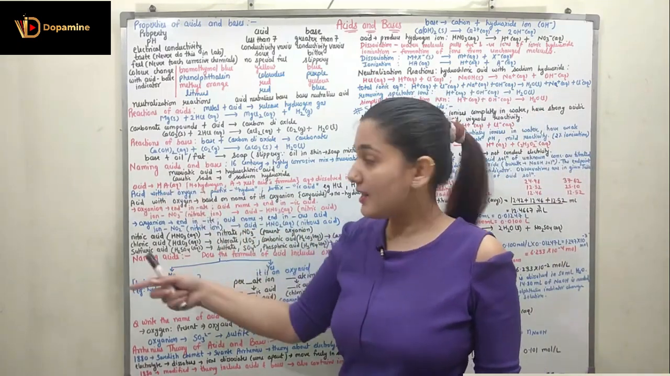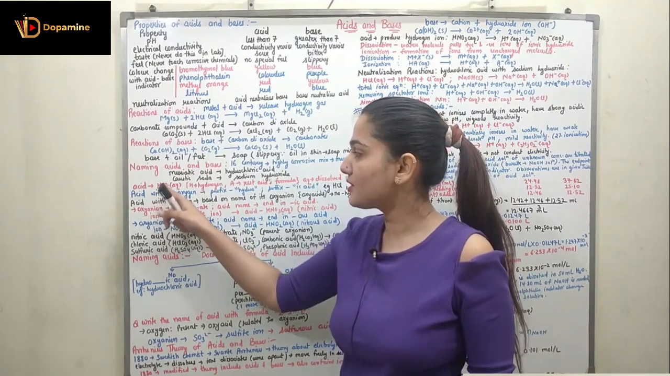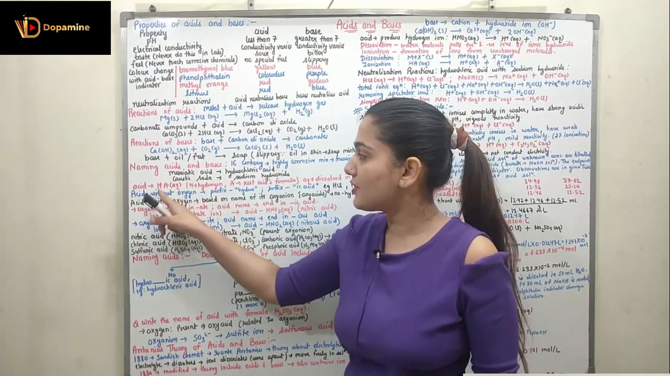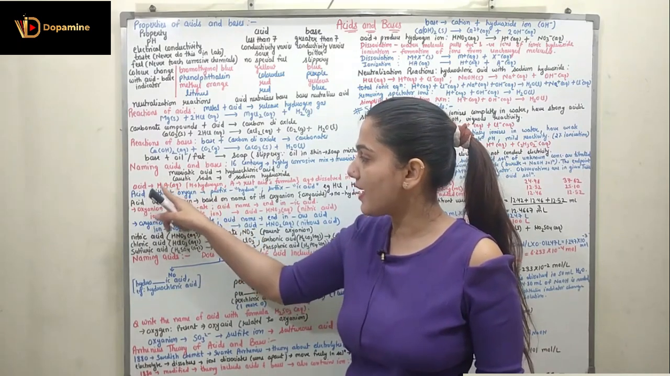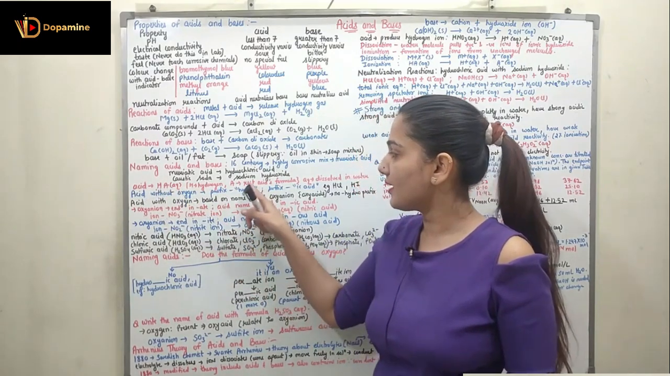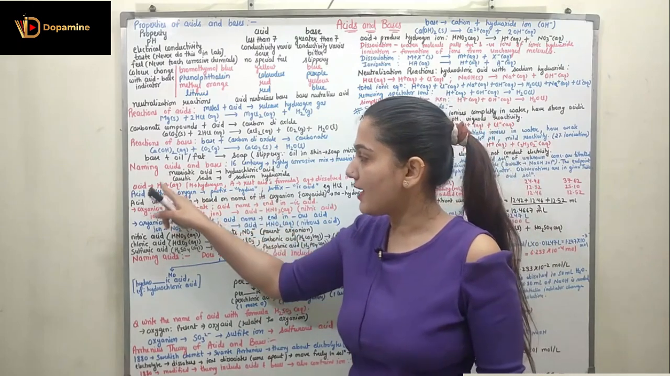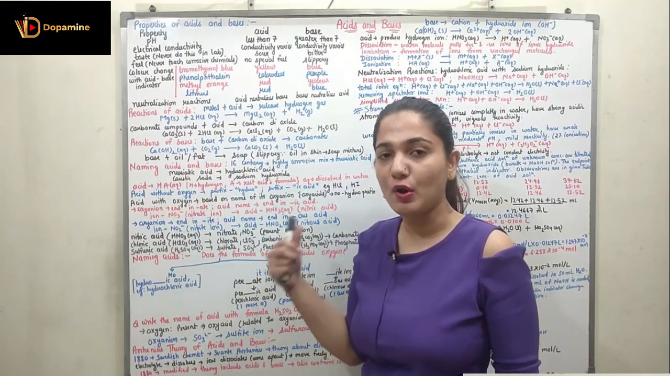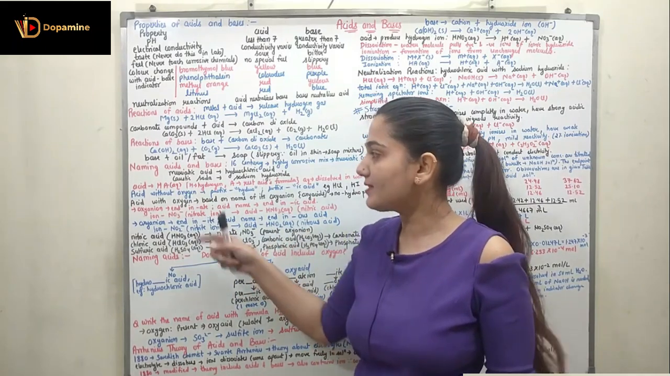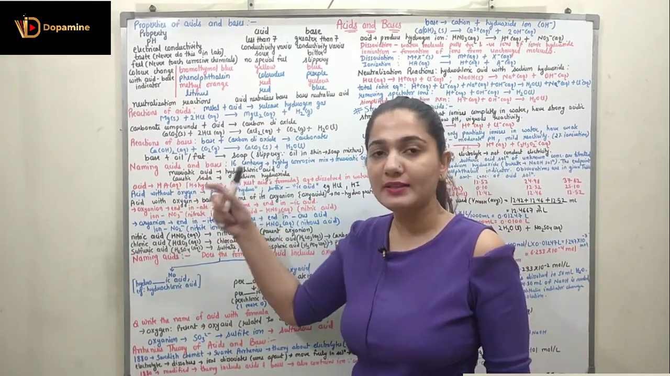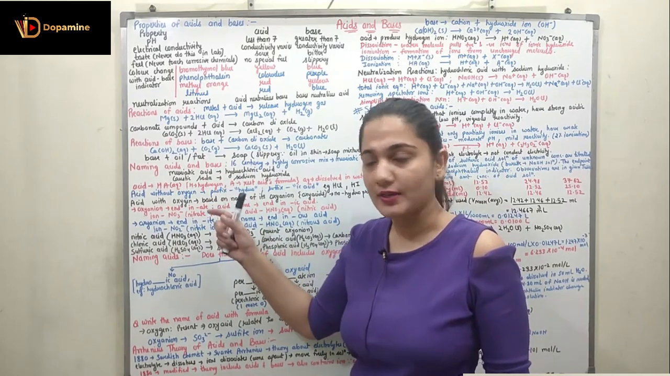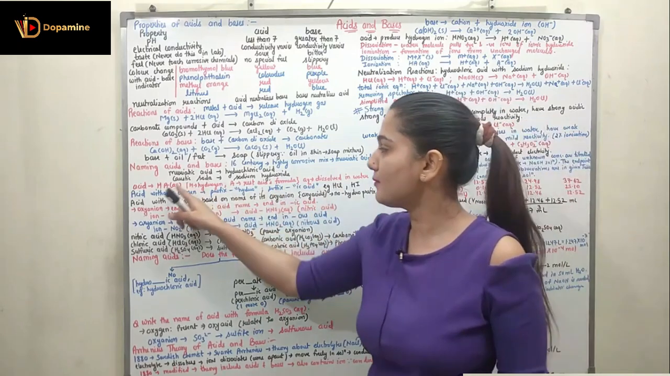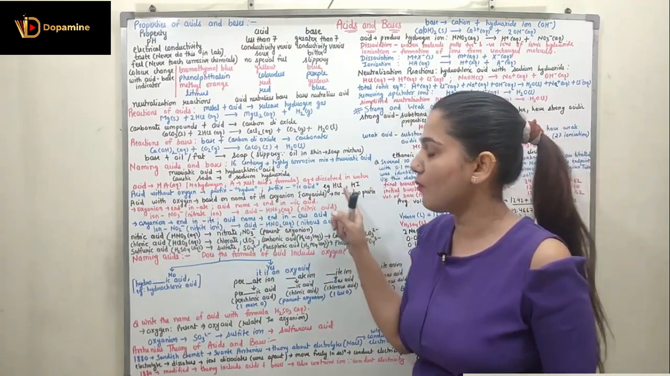Now coming to the naming, if I have an acid with the structure HA, we have a hydrogen which represents H, and we have an A which represents the rest of the anion right over here. Then we have the aqueous. Why? Because whenever we are forming an acid, we are putting the acid in water to form the ions which are dissolved in water. So an acid will always be formed by dissolving in water.